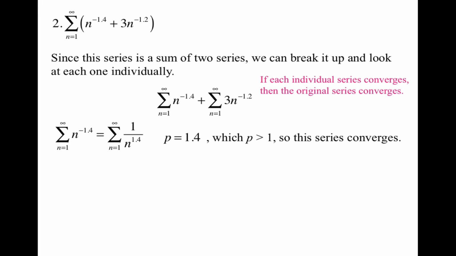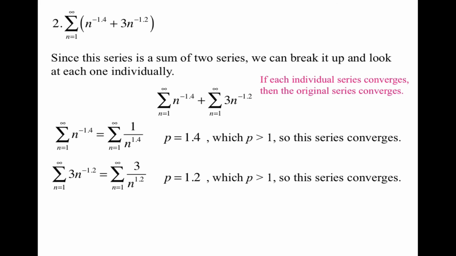And if we look at the other series, 3n to the negative 1.2, rewrite it without any negative exponents, you'll see that this is a multiple of a p-series where p is 1.2, which is greater than 1, so this series converges. So therefore, since both individual series converge, that means the entire original series converges.